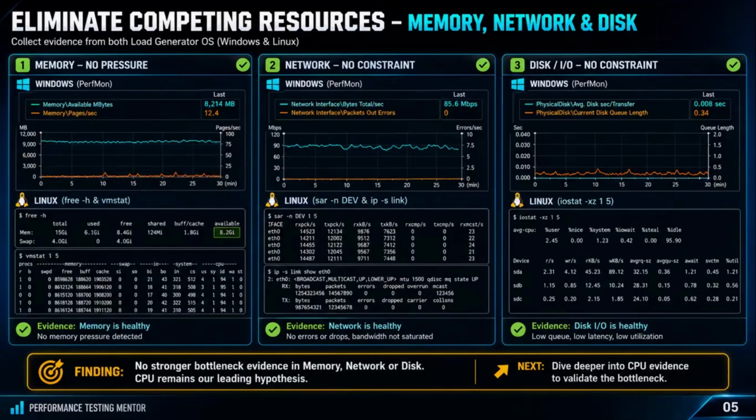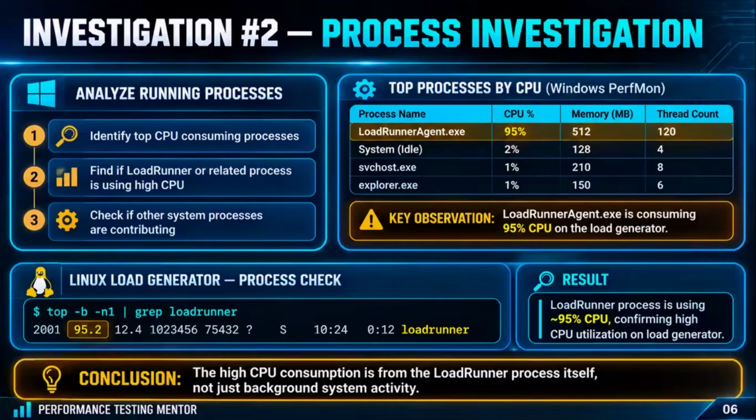But now I want to go one level deeper. High CPU tells me that the processor is under pressure. But I still have another question. Who is actually consuming that CPU? This is where process level investigation becomes important. On Windows, I can use Task Manager or process related performance monitor counters. On Linux, I can use top or ps commands.